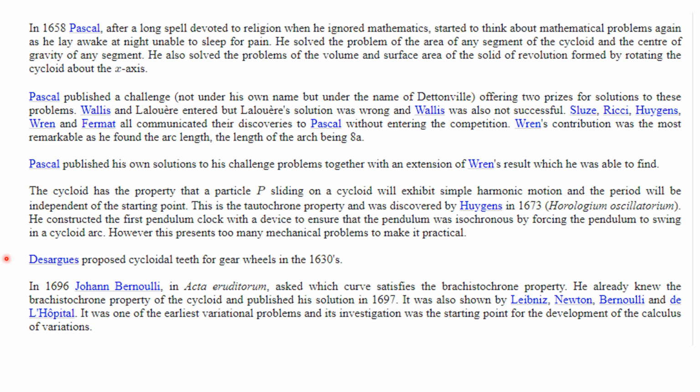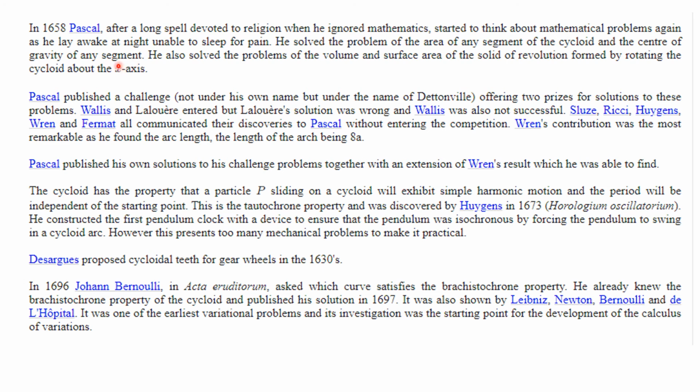The story goes on, though. In the 17th century, Pascal, the great French polymath and mathematician, after a long spell devoted to religion when he ignored mathematics, started to think about mathematical problems again as he lay awake at night, unable to sleep because he had a toothache. He solved the problem and his toothache went away, and so he thought God wanted him to do math again. So he found the area of any segment of the cycloid and the center of gravity of this.